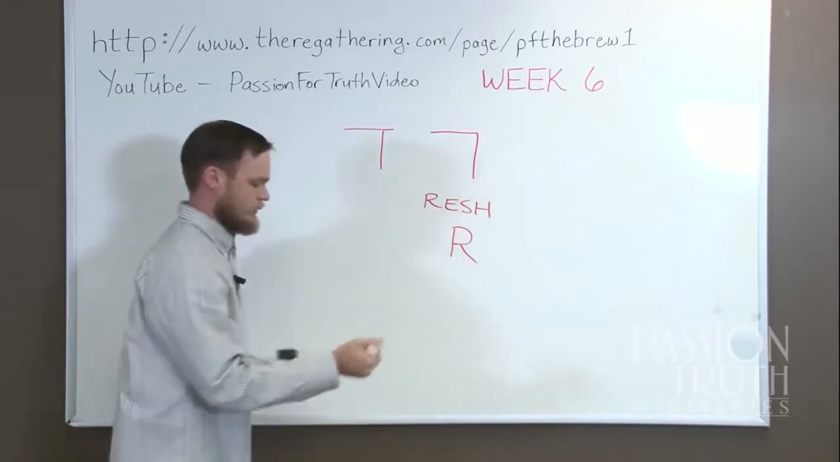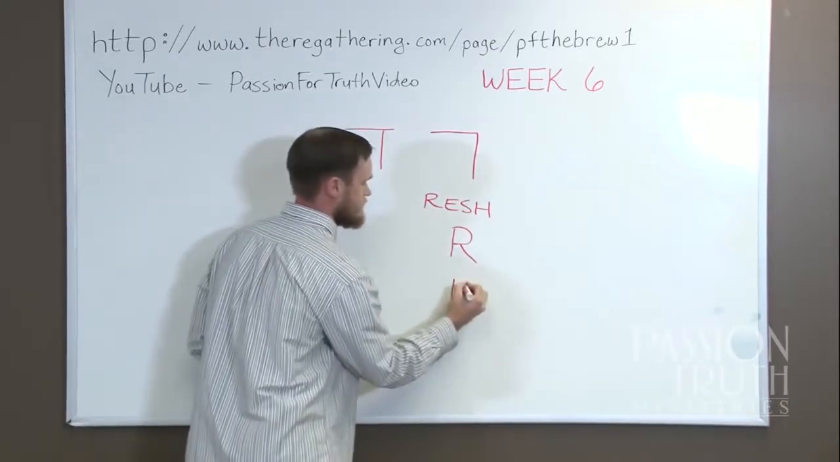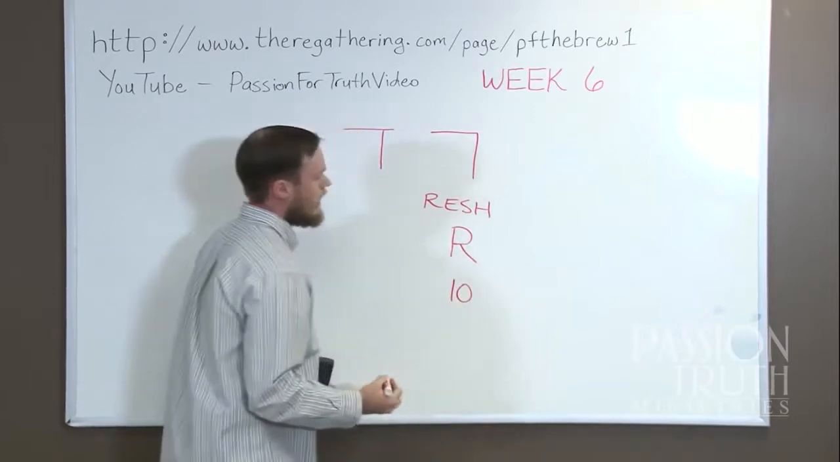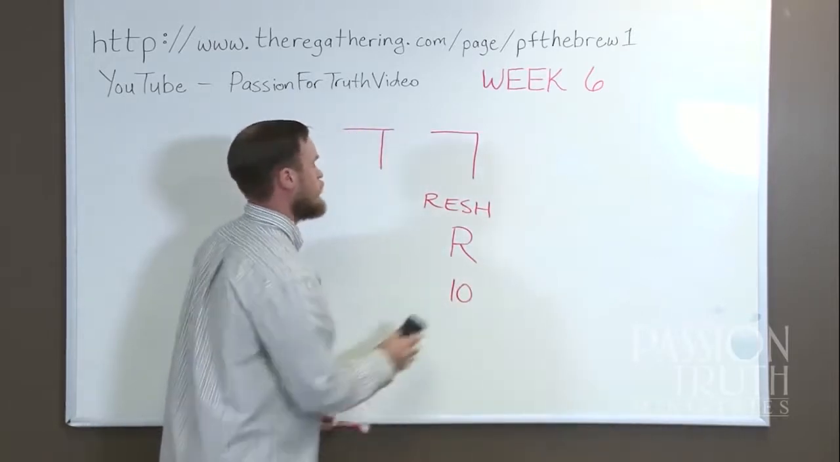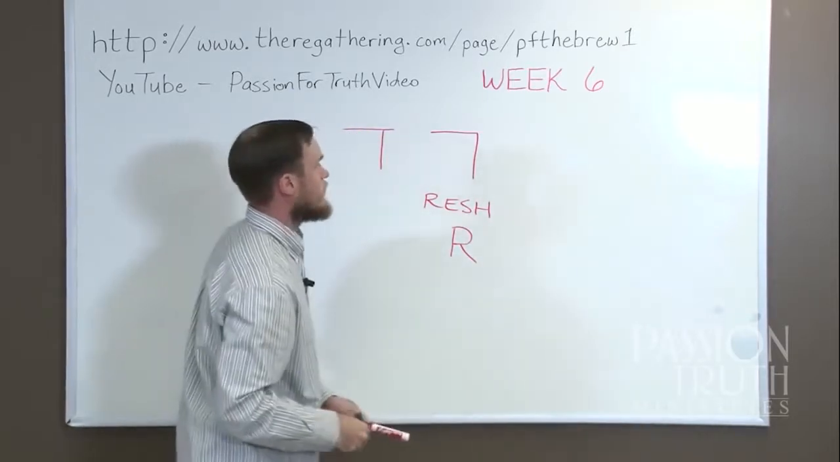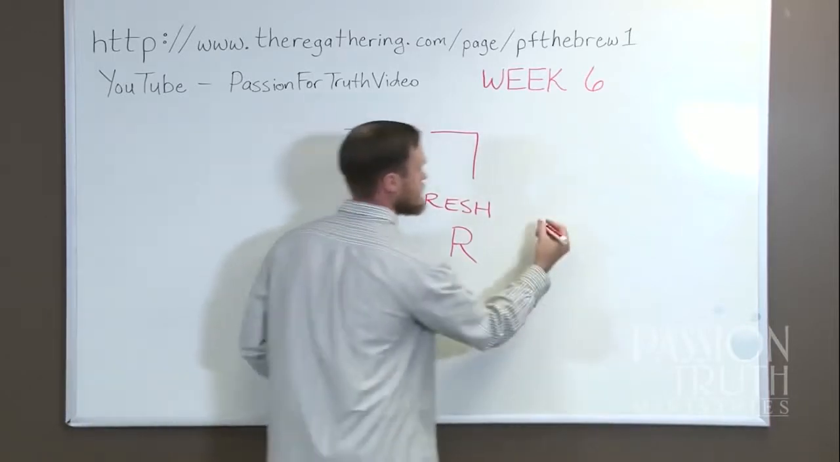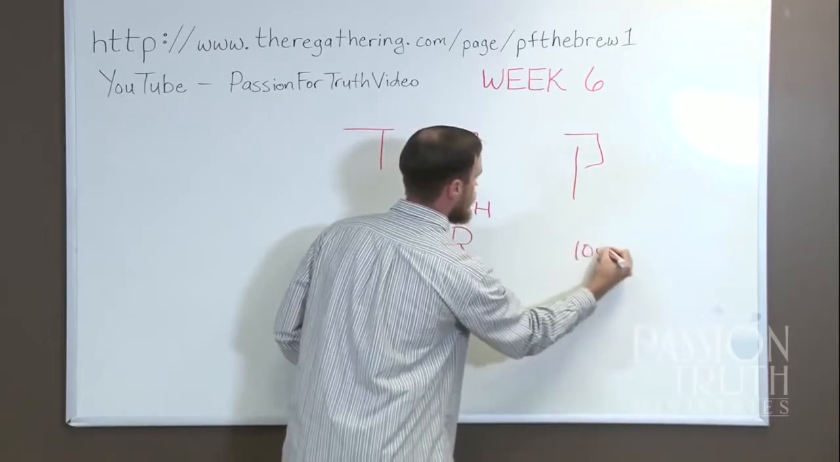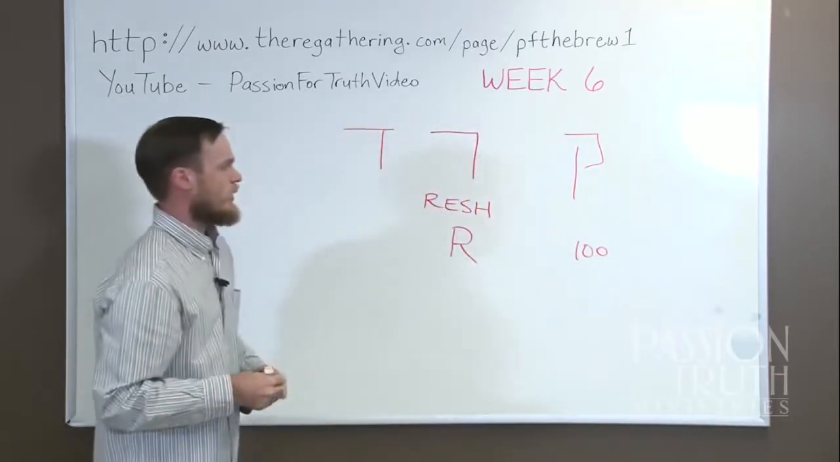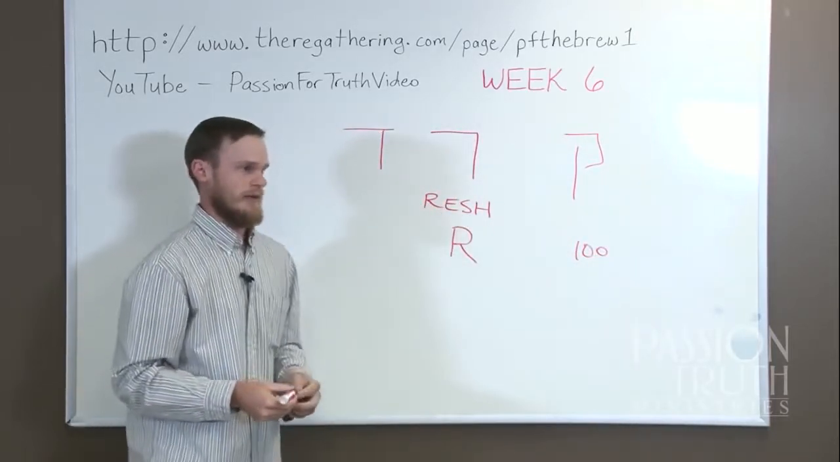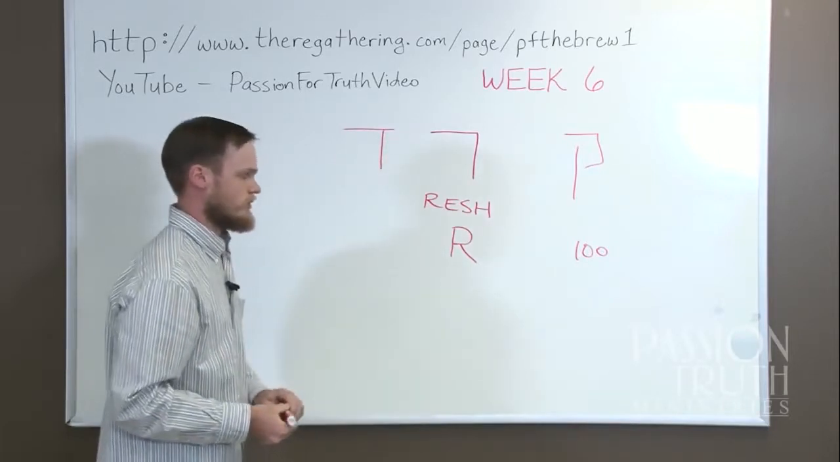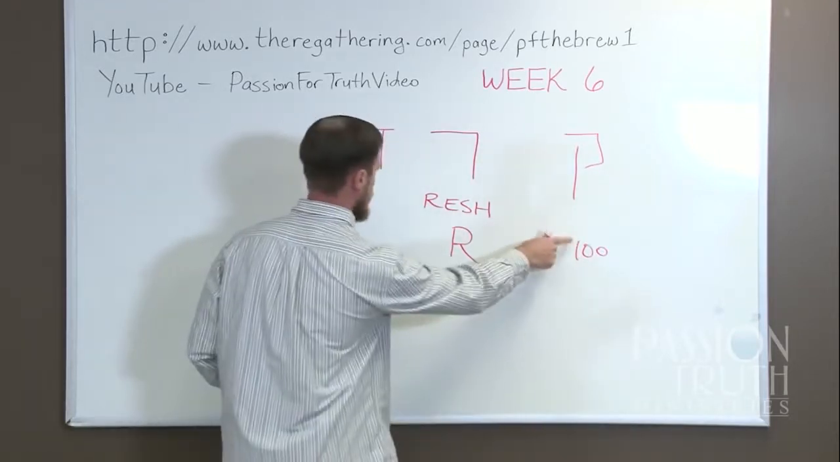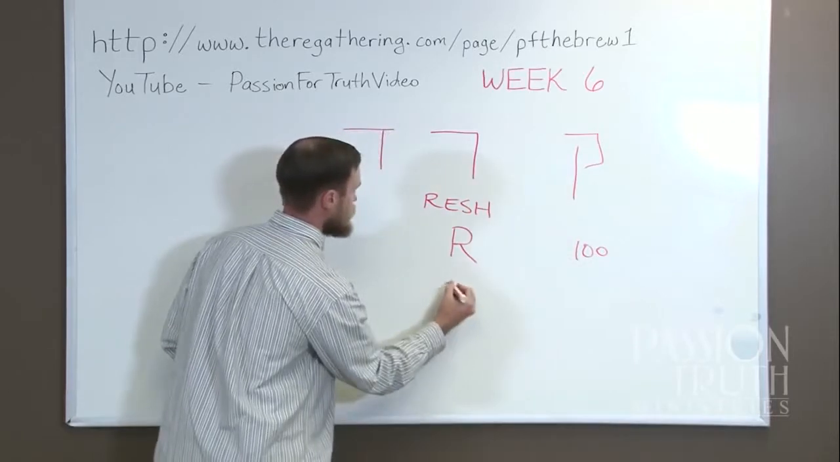Okay. Numerical value of resh is 100. No, I'm sorry. I didn't go over the numerical value of kuf. I forgot to mention that. The numerical value of kuf is 100. Okay, so here, kuf is 100. Resh, now we started going 1 to 10. Once we reached 10, we counted by tens. And once we reach 100, we start counting by hundreds. So kuf is 100, and resh is 200.